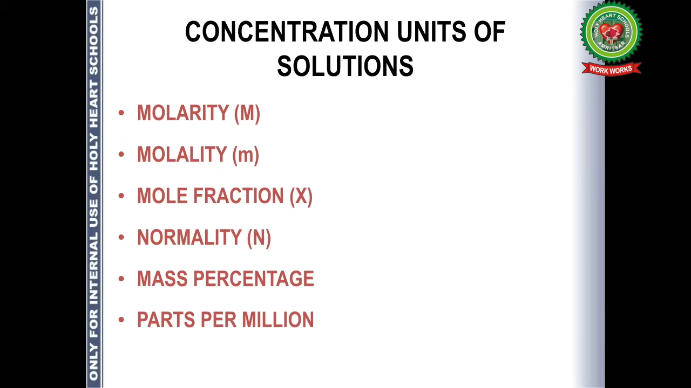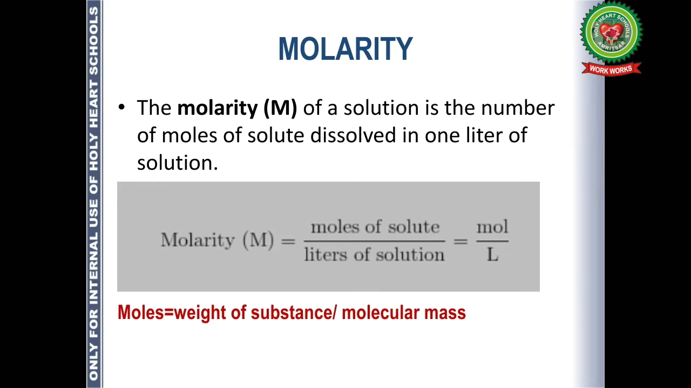We have different types of concentration units of solution. They are molarity, denoted by capital M, molality, denoted by small m, mole fraction, denoted by capital X, normality, denoted by N, mass percentage and parts per million. The first concentration unit we are going to discuss is molarity, denoted by capital M. The molarity of a solution is the number of moles of solute dissolved in 1 liter of solution.